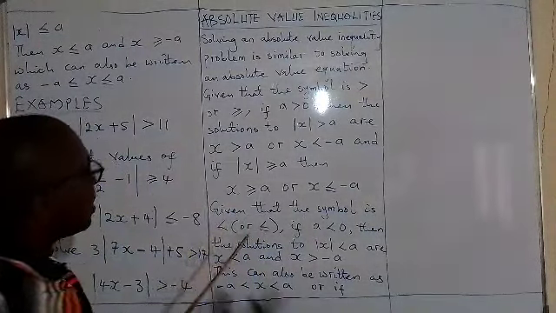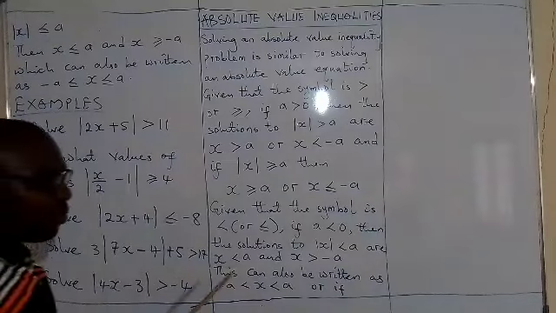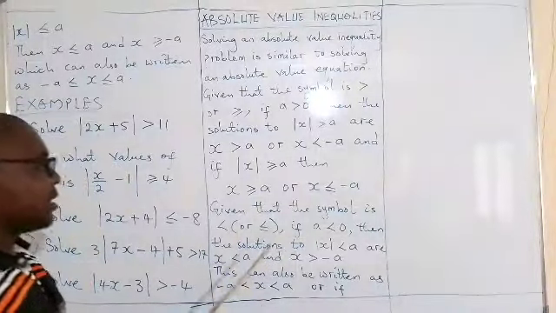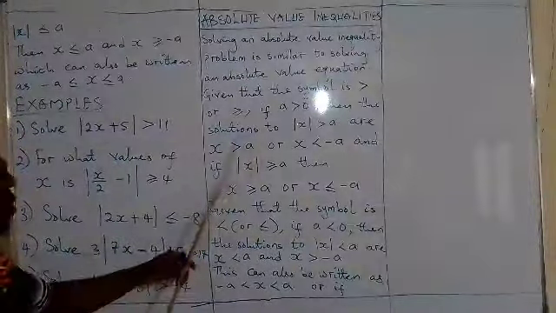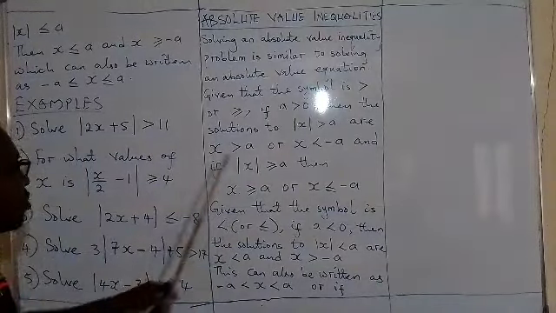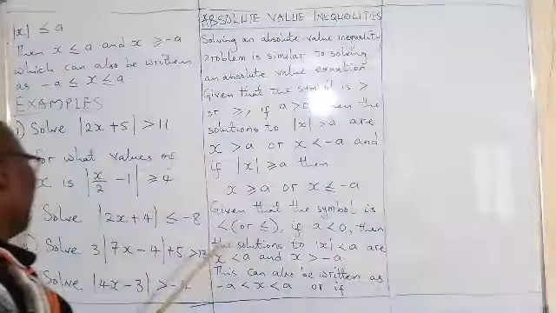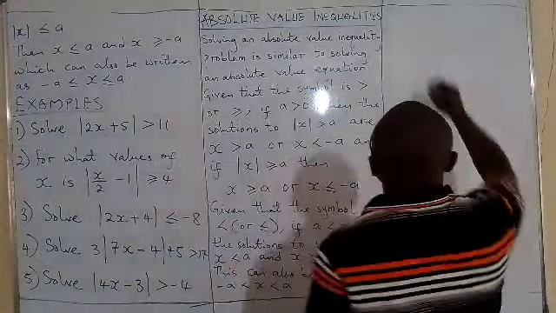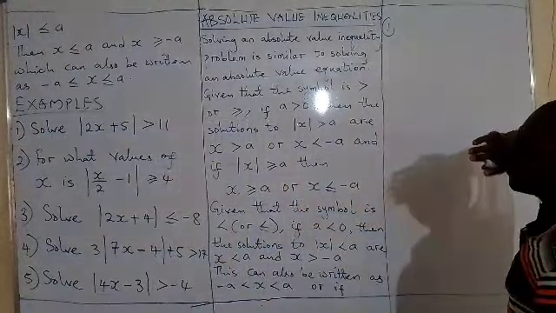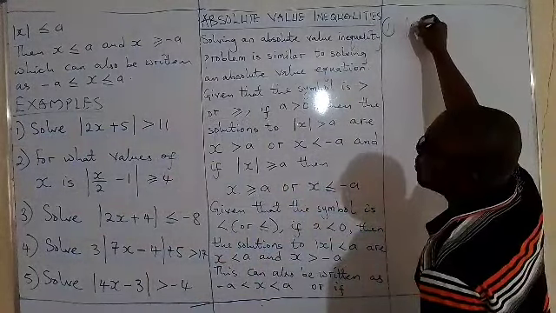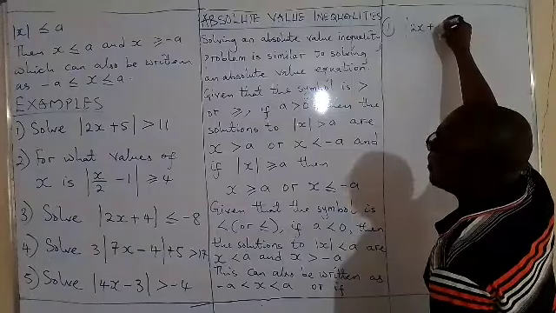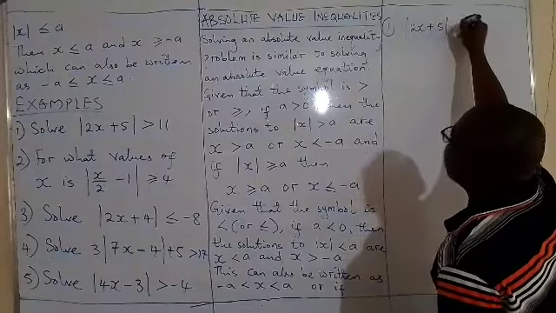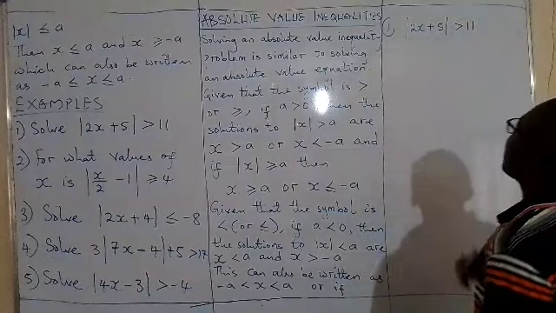When you have your final answer, you check if it is possible to combine, use the word and. If it is not possible, you use the word or. So you can still solve without using or directly, then at the final answer, you insert the word or. Okay, so let's see how we can solve number 1: the absolute value of 2x plus 5 is greater than 11.